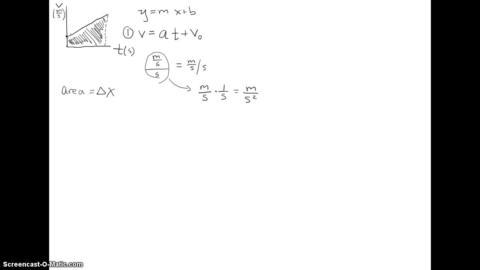This is a trapezoid. And if you remember from your math class, the formula for the area of a trapezoid is 1/2 times the sum of the two bases, base 1 plus base 2, times the height of your trapezoid. It doesn't work for physics, though, because what's base 1 and what's base 2? So let's figure that out.